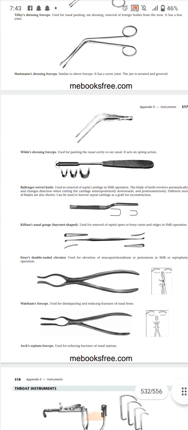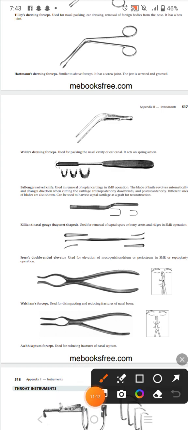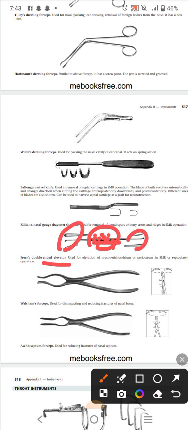And here is your Freer's double-ended elevator. You can see that it has a handle, but somewhat granulations or a rough structure on its handle, and on both of its tips it has a scoop-like appearance.